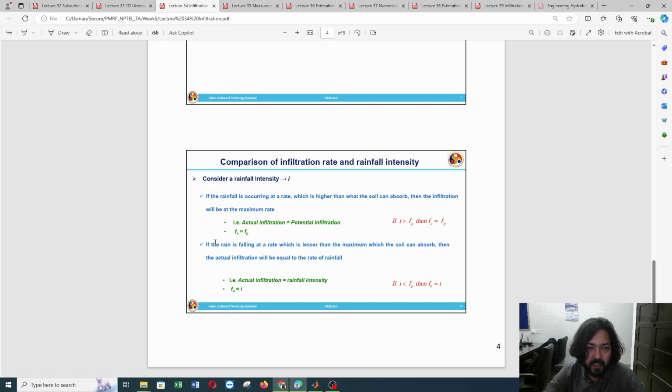The second case, what they are saying is if the rainfall is occurring at a rate which is lesser than the maximum which the soil can absorb, then the actual infiltration will be equal to the rate of rainfall. So from these two cases we can get the value of actual and potential infiltration. When the intensity of rainfall is more, we can say that actual will be equal to potential, but if the rainfall intensity is less, we can say that the actual infiltration would be equal to the intensity of rainfall. So these two cases are really important.